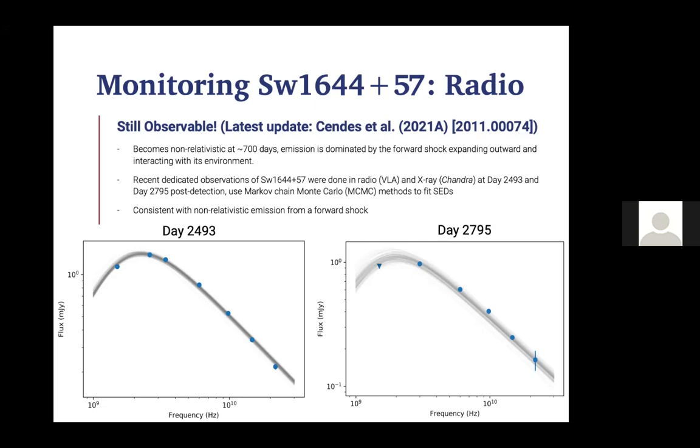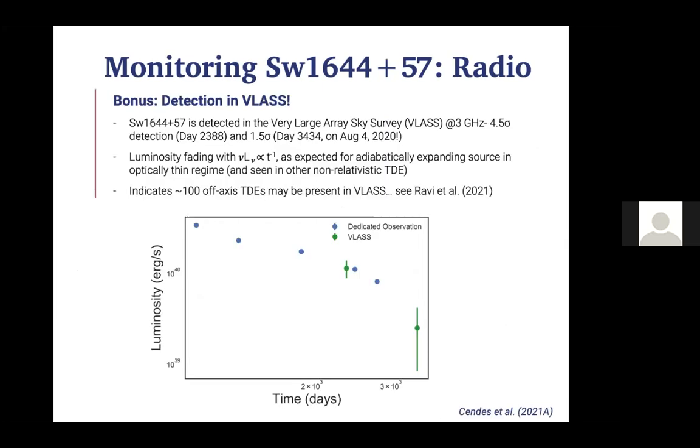But yeah, so this emission is still consistent with a forward shock as it's going outward, interacting with its environment. And then the other cool thing is, you can take the light curve, and as I said, there are all-sky surveys you can look at. And we detected this object as well in VLASS. So VLASS is the Very Large Array Sky Survey.